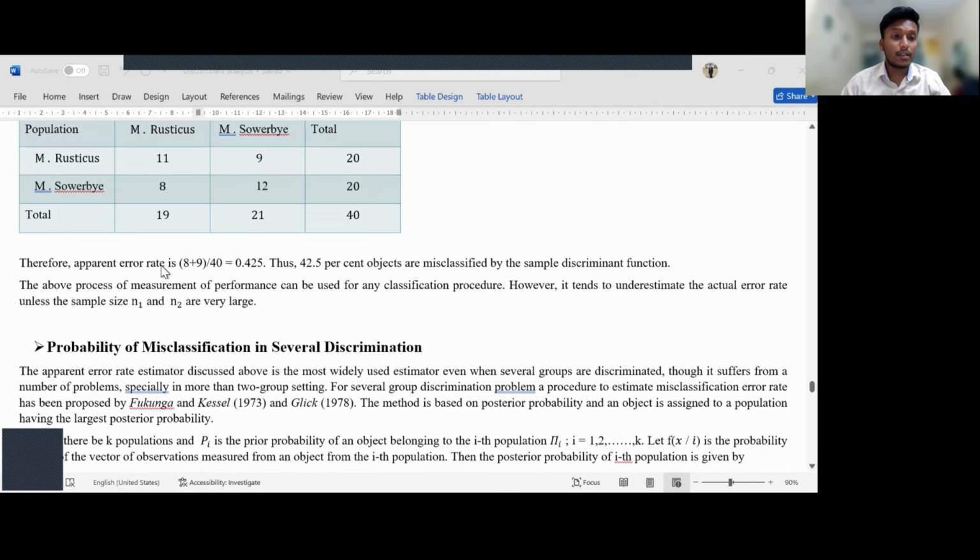So therefore the apparent error rate by using the above formula: this is our sum of misclassified values, 9 plus 8, 8 plus 9. Adding these values and dividing by N1 plus N2, which means 40, we will get 0.425. Thus 42.5% of objects are misclassified by the sample discriminant function. The above process of measuring performance can be used for any classification procedure. However, it tends to underestimate the actual error rate unless the sample sizes N1 and N2 are very large.